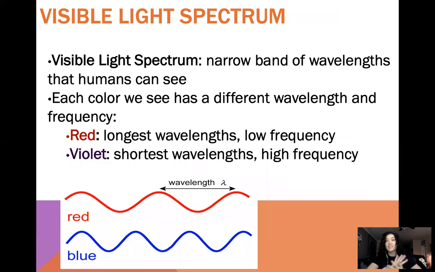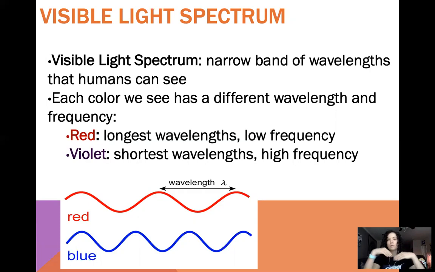Okay, moving into our visible light spectrum. This visible light is a narrow band of wavelengths that our human eyes can actually see. Now, visible light is a little specific as you start thinking about different species, right? But for us as humans, our visible light we see from red to violet, okay? Every color of light that we see operates at a different wavelength and frequency, and that's what gives us those different colors. So red light is the longest wavelength and it has the lowest frequency, whereas blue and violet have the shortest wavelengths and the highest frequency.